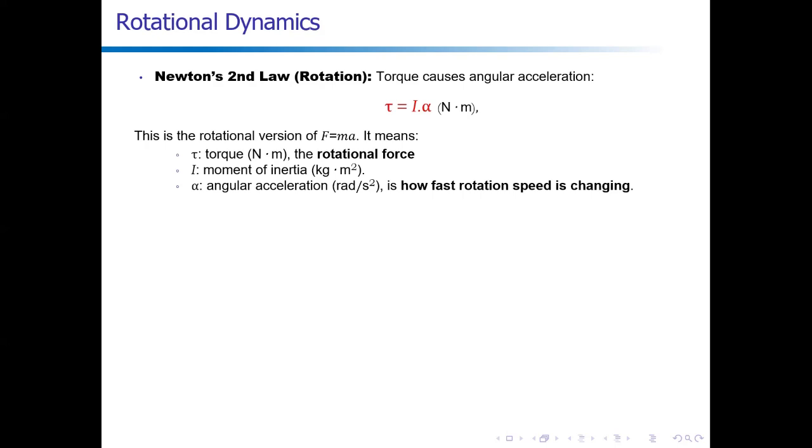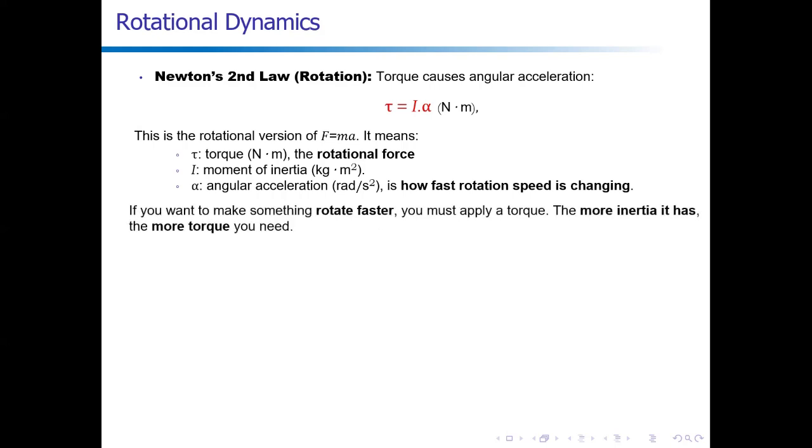Now that we understand how mass resists motion, inertia, let's look at what resists changes in rotational motion and what causes spinning to speed up or slow down. This brings us to Newton's second law for rotation, where tau is equal to I times alpha, where tau is the torque, like rotational force, I is the moment of inertia, and alpha is the angular acceleration. Just like how F equals ma describes how linear force causes acceleration, this equation describes how torque causes angular acceleration. It's the rotation version of Newton's second law. So just like with mass, if something has more inertia, you need more torque to get it spinning faster. Torque is what causes things to rotate.